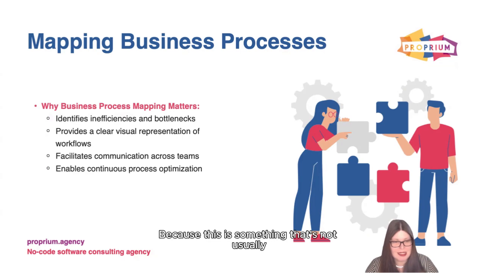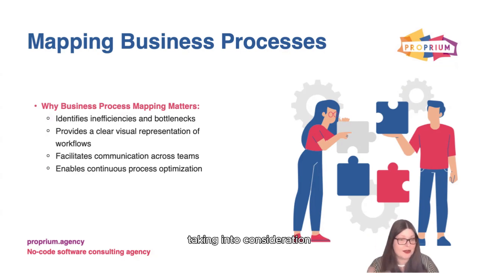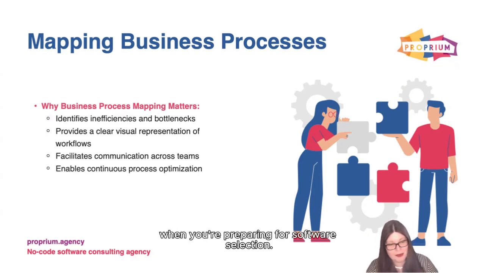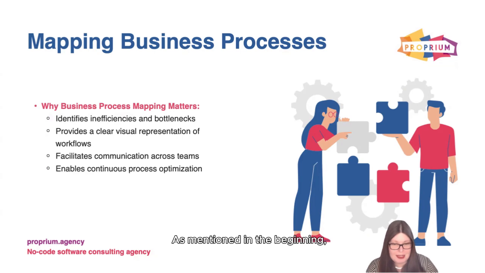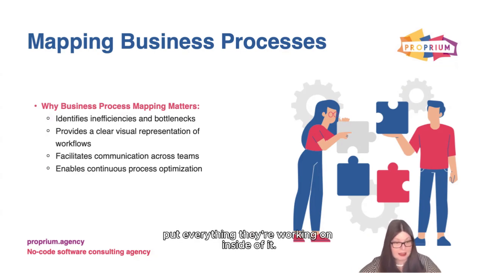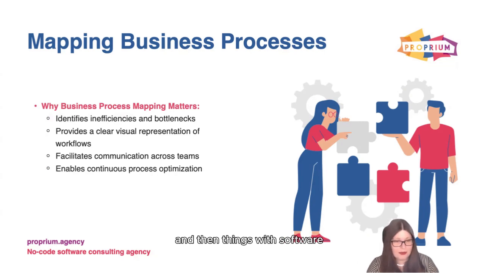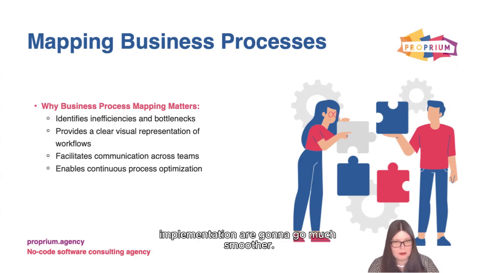Because this is something that's not usually taken into consideration when you're preparing for software selection. Just as mentioned in the beginning, people usually just choose software and then they try to put everything that they're working on inside of it. Why should you do that? Well, first, you're going to identify where things actually go wrong, because then when we get to the software choosing stage, we're going to know which software we actually need to use. And then things with software implementation are going to go much smoother.